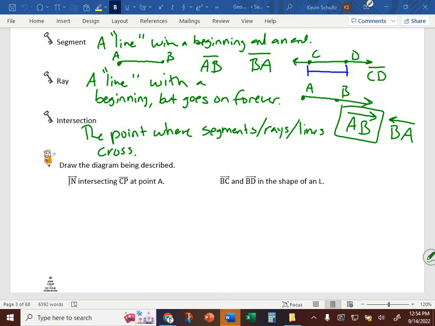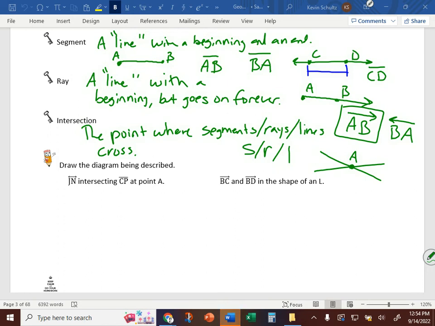In the future, to abbreviate, I'm going to say segments, rays, lines as SRL, just to keep definitions a little bit shorter. So just know that when I write SRL, I'll verbally say it, but it means segments, rays, lines. An intersection is a point where segments, rays, lines cross or intersect. You think about an intersection on the roads where two roads cross, right? So point A there would be the point of intersection of those two segments, rays, lines.